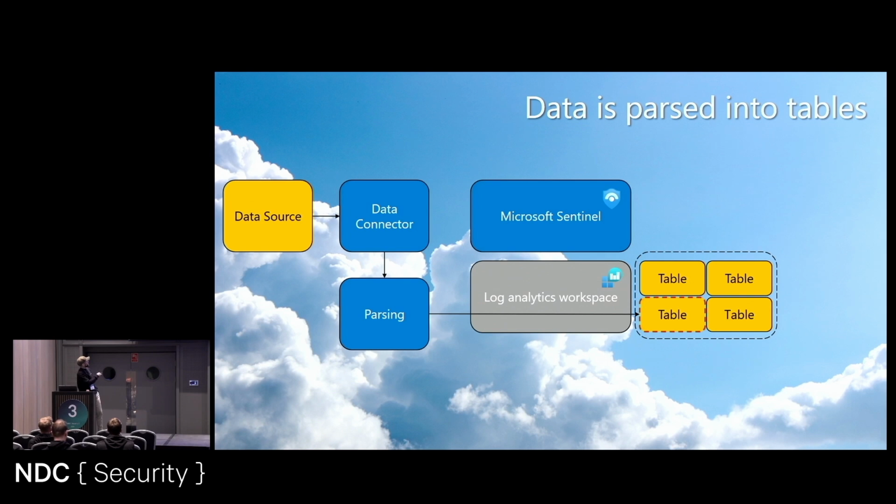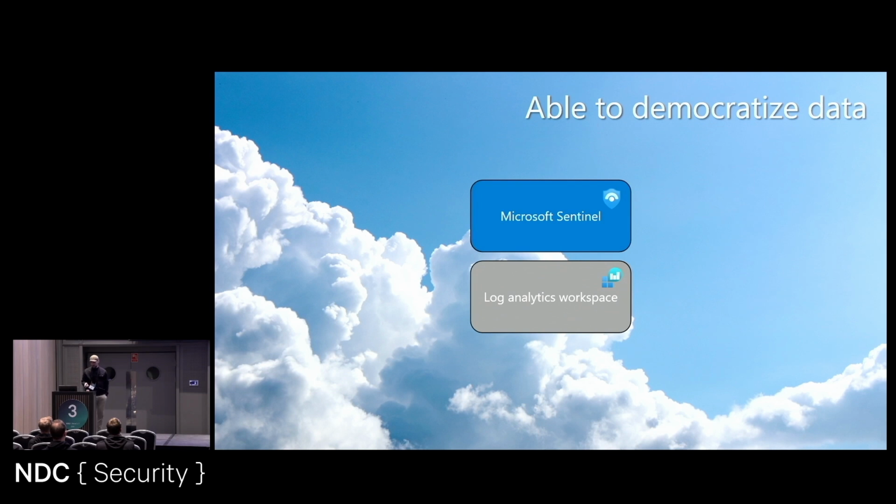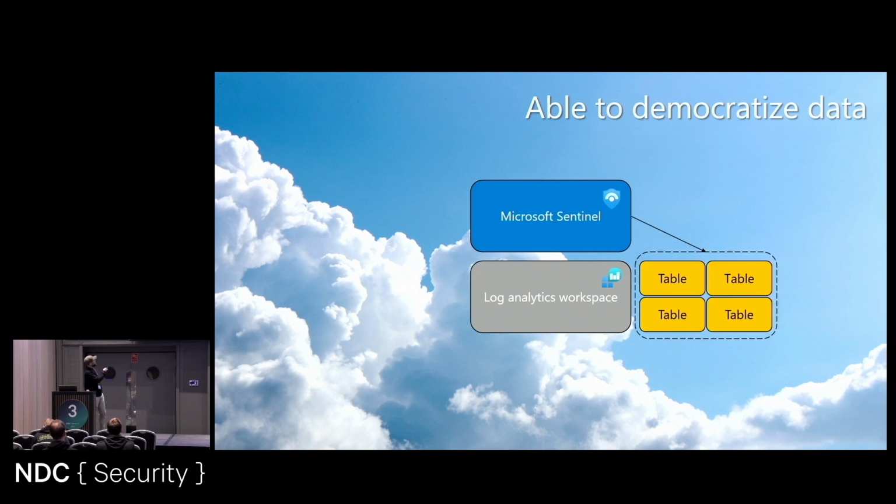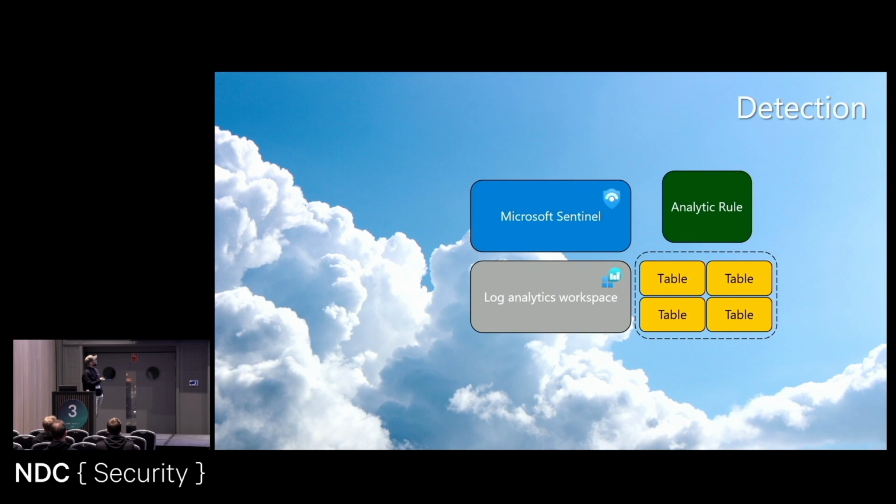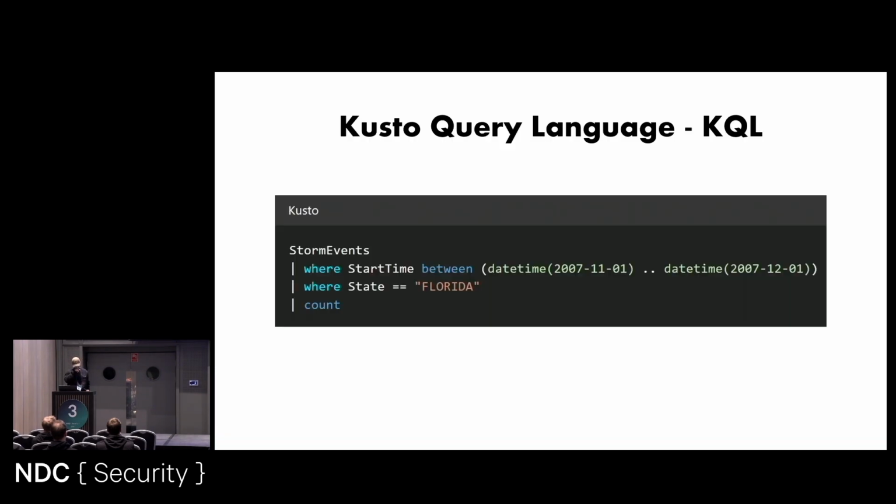It takes the data source and then sorts it into one or more tables. And this allows us to democratize data. So we can have a bunch of tables, which Microsoft Sentinel has access to, that live in the Log Analytics workspace. And we can have a user or a group gain access to one or more tables when they need them. So that's really good. For detection, it's called analytic rules in Sentinel, and they can query one or more tables and then create alerts from it.